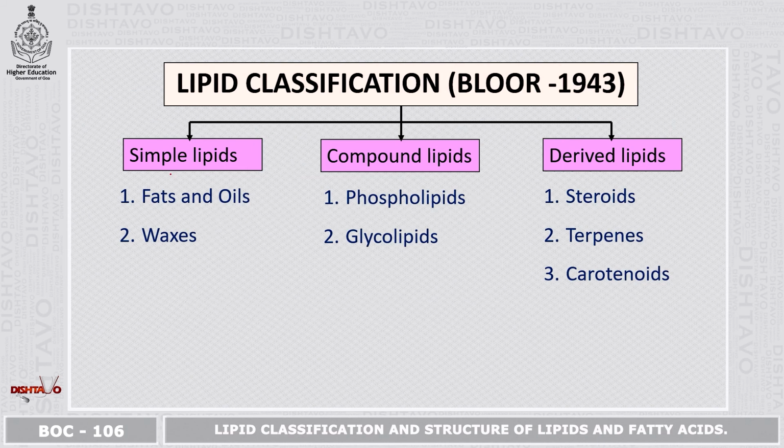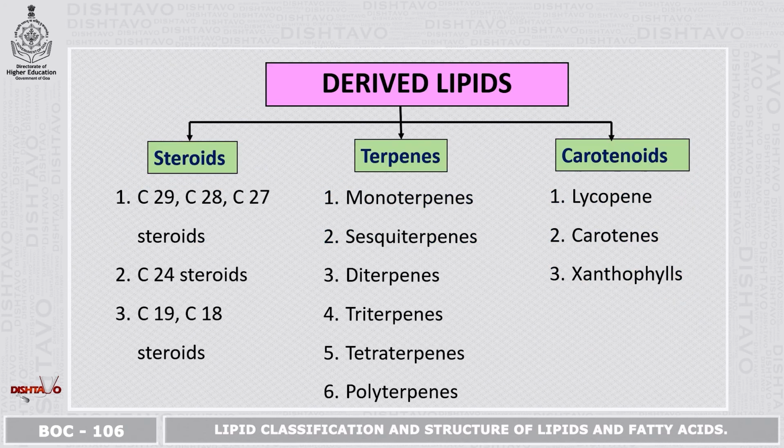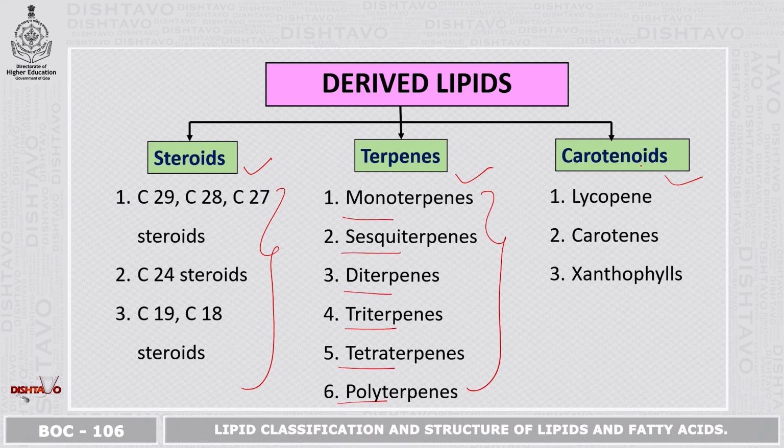So, we have covered simple lipids, we have covered compound lipids, and now we are going to discuss about derived lipids. So, under derived lipids, we have 3 types: steroids, terpenes and carotenoids. So these are the different types of steroids: C29, C28, C24, C19 steroids. Under terpenes, we have monoterpene, sesquiterpene, diterpene, triterpene, tetraterpene, polyterpene. And under carotenoids, we have lycopene, carotenes, and xanthophylls.